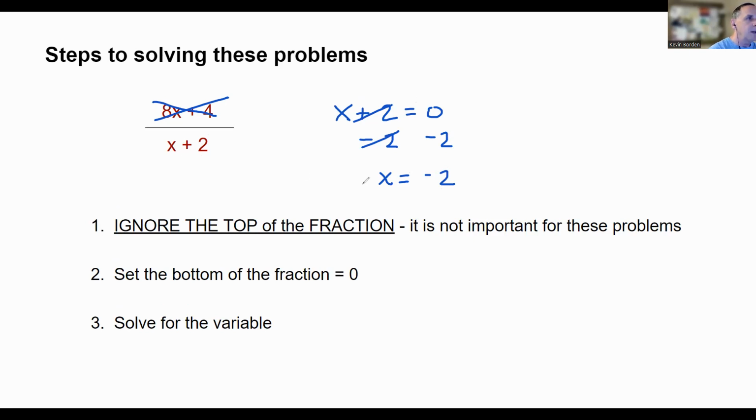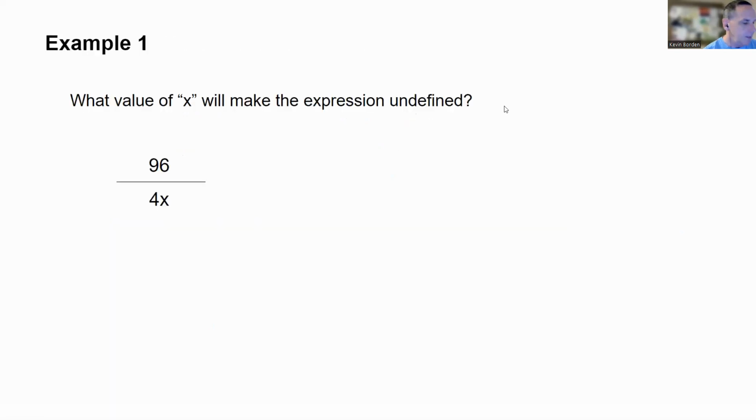Now, in this case, you might not have needed the step of setting this equation equal to 0, because you could see that if x was negative 2, this would be 0. And in simpler problems, that's the case. But in the more difficult examples, you might need to take this more formal step. So let's take a look at 5 examples here. What value of x will make this expression undefined?